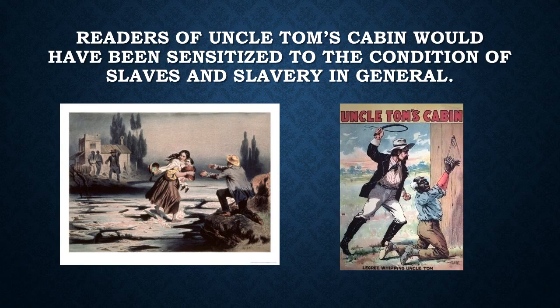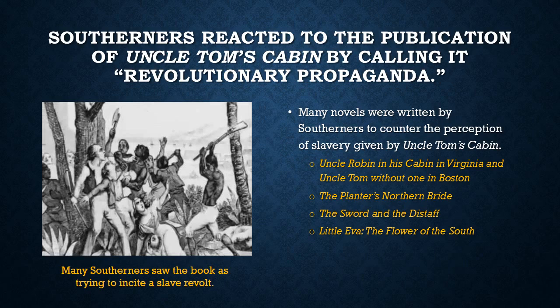And the way this worked is that whenever a Northerner now heard the word slave or slavery, the images that pop into their mind are the images of Eliza and the images of Uncle Tom. So the book was extremely popular in the North, but in the South, Southerners reacted very differently to this book.